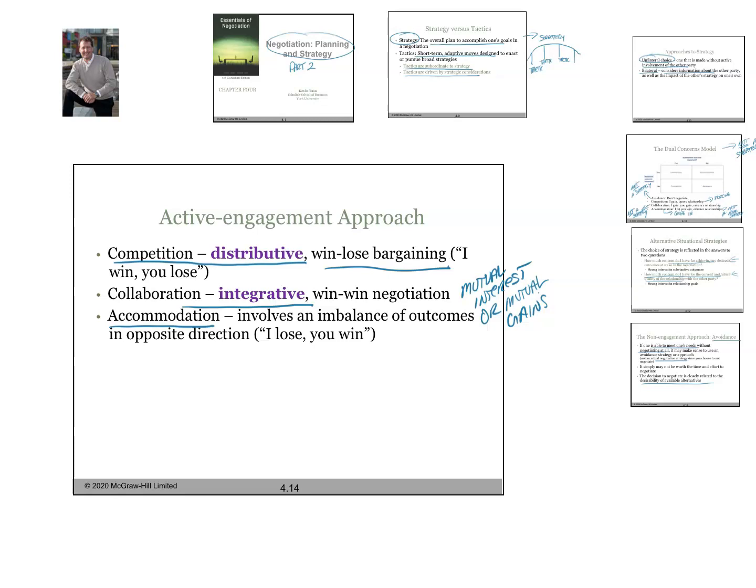It doesn't work when you take an integrative tactic and plug it into a distributive strategy. It doesn't fit. So make sure you don't mix and match those things when you do a plan. And have fun with your negotiation planning.